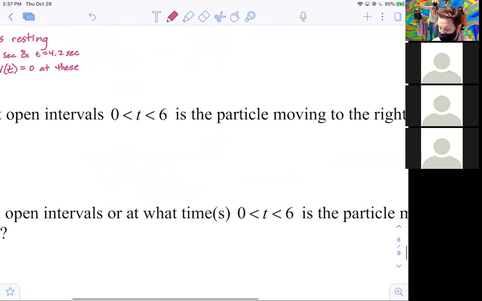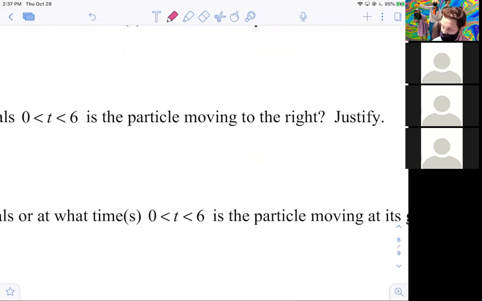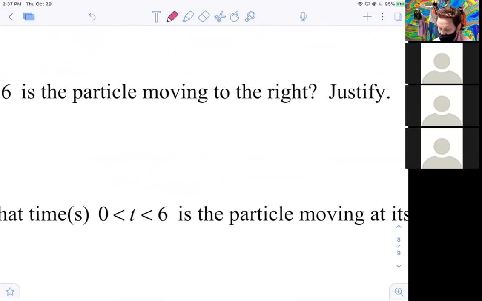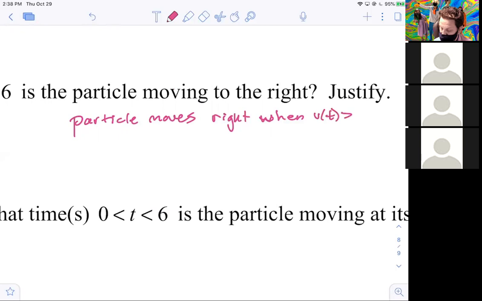On what open intervals from 0 to 6 is the particle moving to the right? Justify. Hey, let's justify ahead this time. Particle moves right when v of t is greater than 0, comma. This happens or occurs, whatever you prefer. This occurs, two C's in occur. This occurs either at or on.